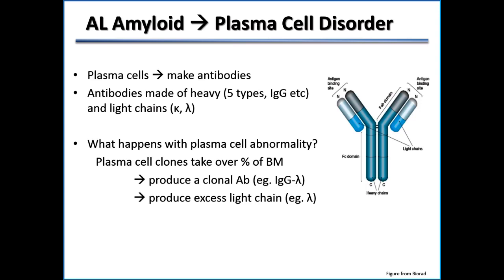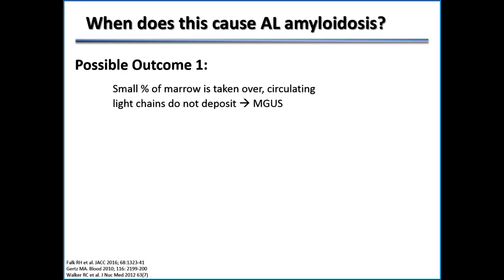So what is light chain amyloid? So light chain amyloid is caused by plasma cells. If you guys remember from medical school, plasma cells make antibodies. The antibodies were made of heavy and light chains, which consist of kappa and lambda fragments. So what happens when you have a plasma cell abnormality? The plasma cell clones end up taking over a certain percent of the bone marrow, and this produces a clonal antibody as well as excess light chains. So what happens from here?